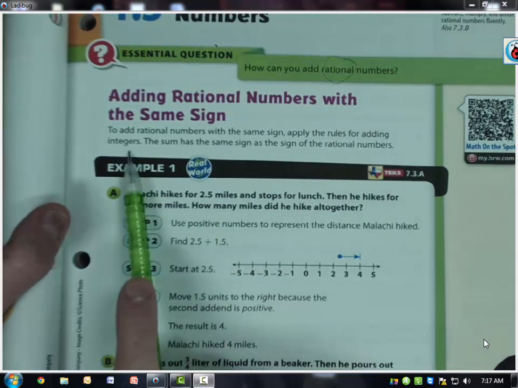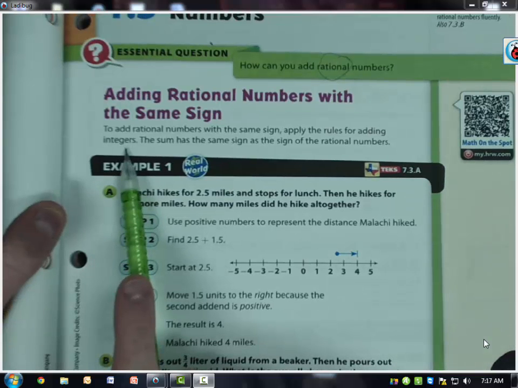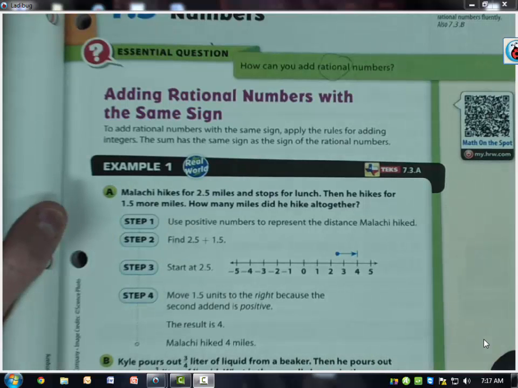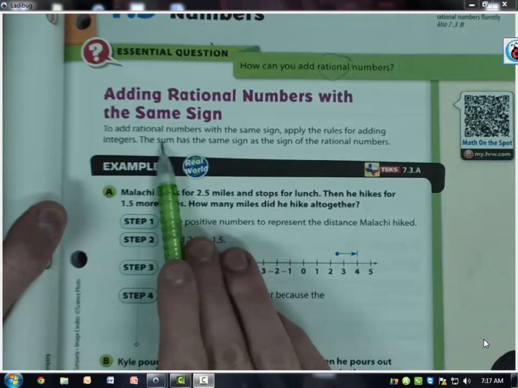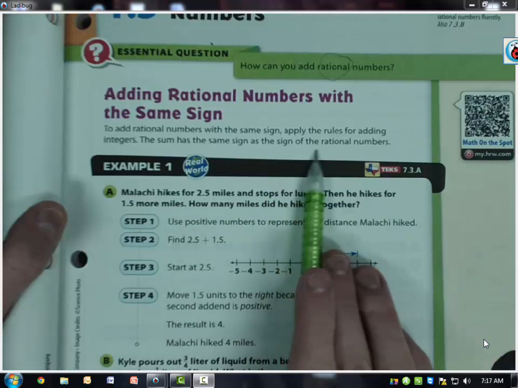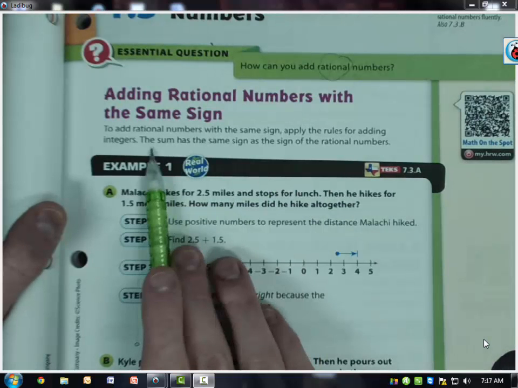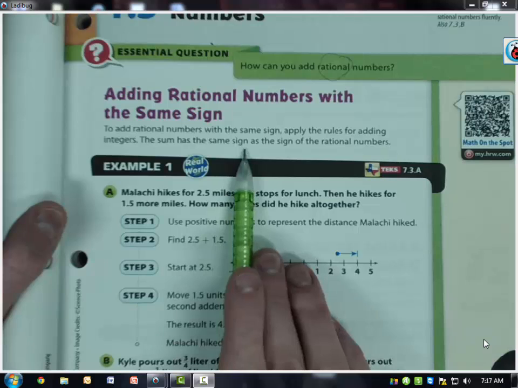Guys, we have done this last week or the week before. We have added integers and subtracted them and multiplied and divided. Okay, so today we're going to add our rational numbers. So the sum has the same sign as the sign of the rational numbers. Okay, let's read that again. The sum has the same sign as the sign of the rational numbers.